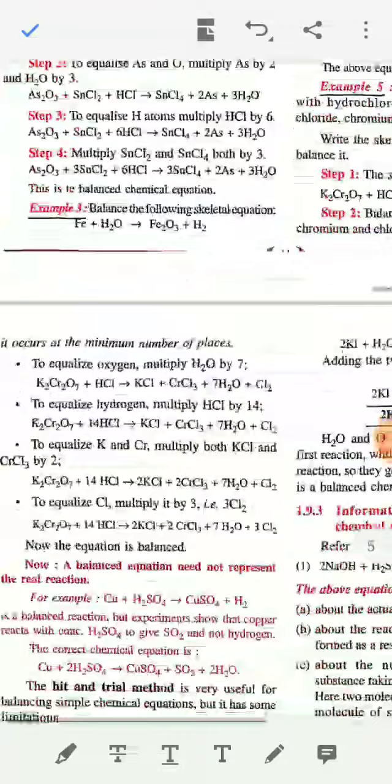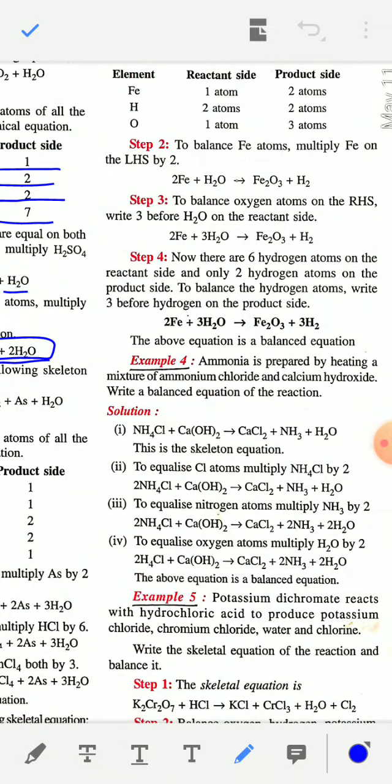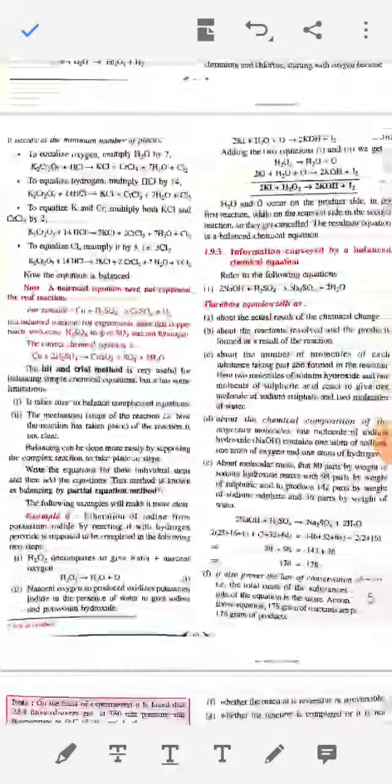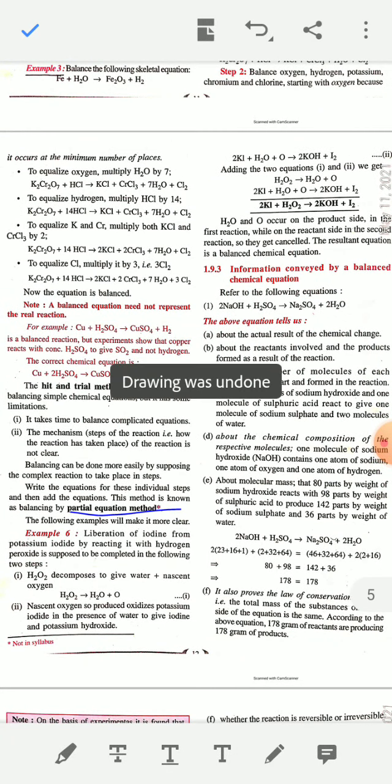Okay, so see the balancing, many balancing examples are given, and in the final exam you have to balance some chemical equations using the following steps. Okay, many examples are given. And the heat and partial method, equation method, is not given in your syllabus, so it is not required.